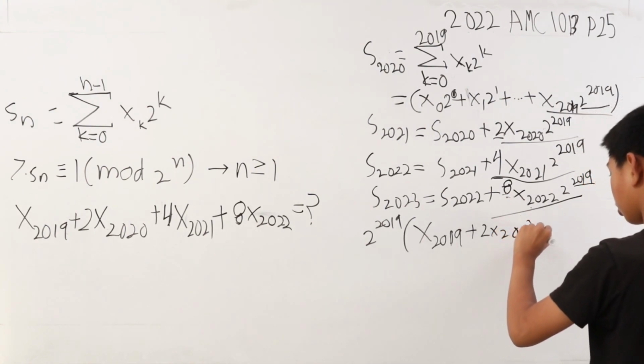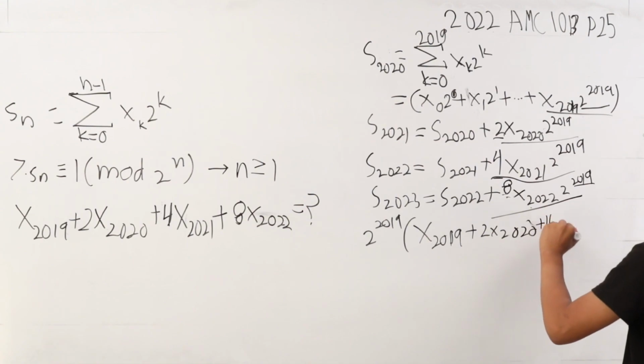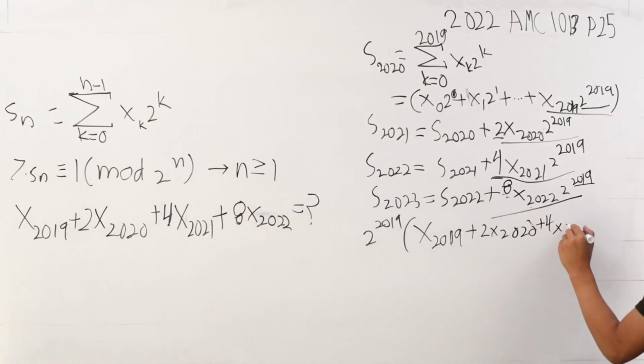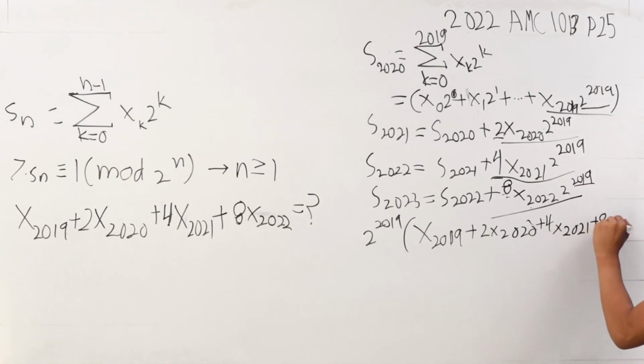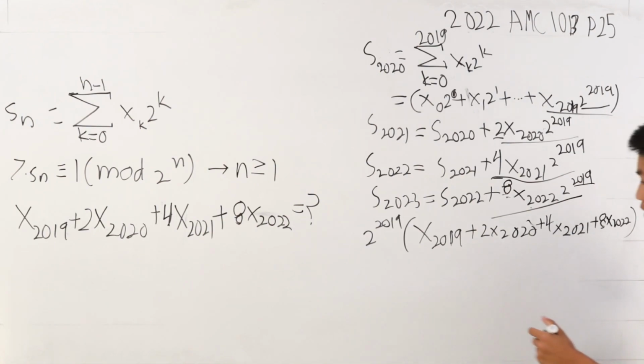2020 plus 4x of 2021 plus 8x of 2022. This is what we have here. And, well, we can actually make this equivalent to something to make more sense.